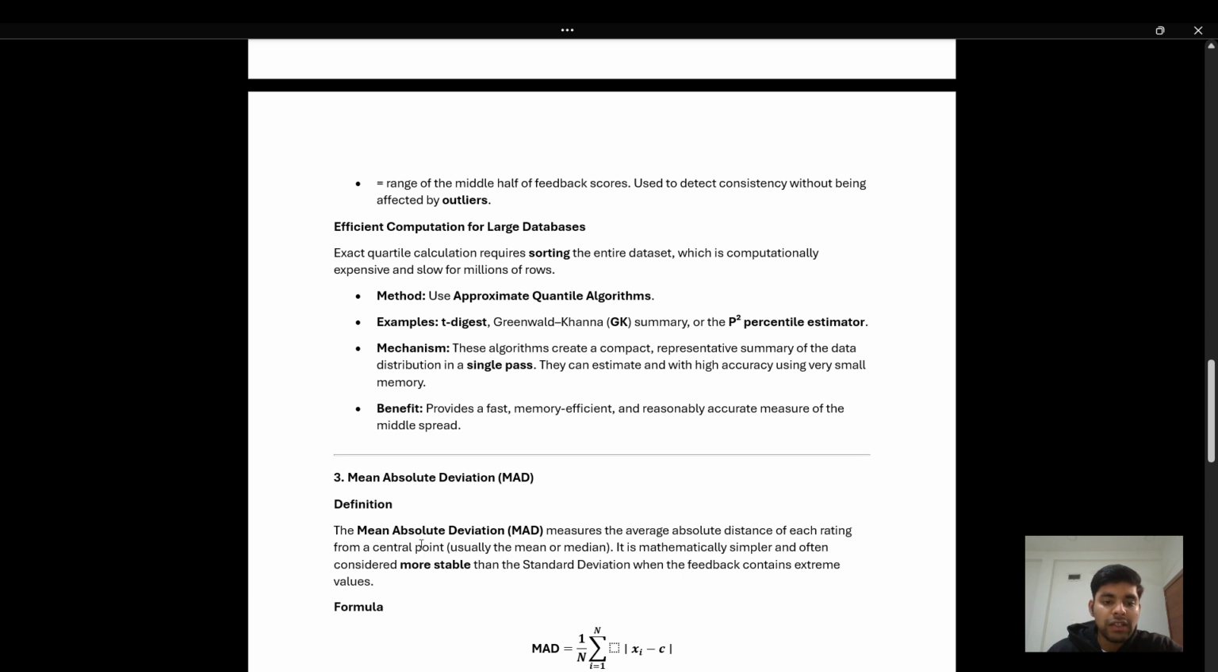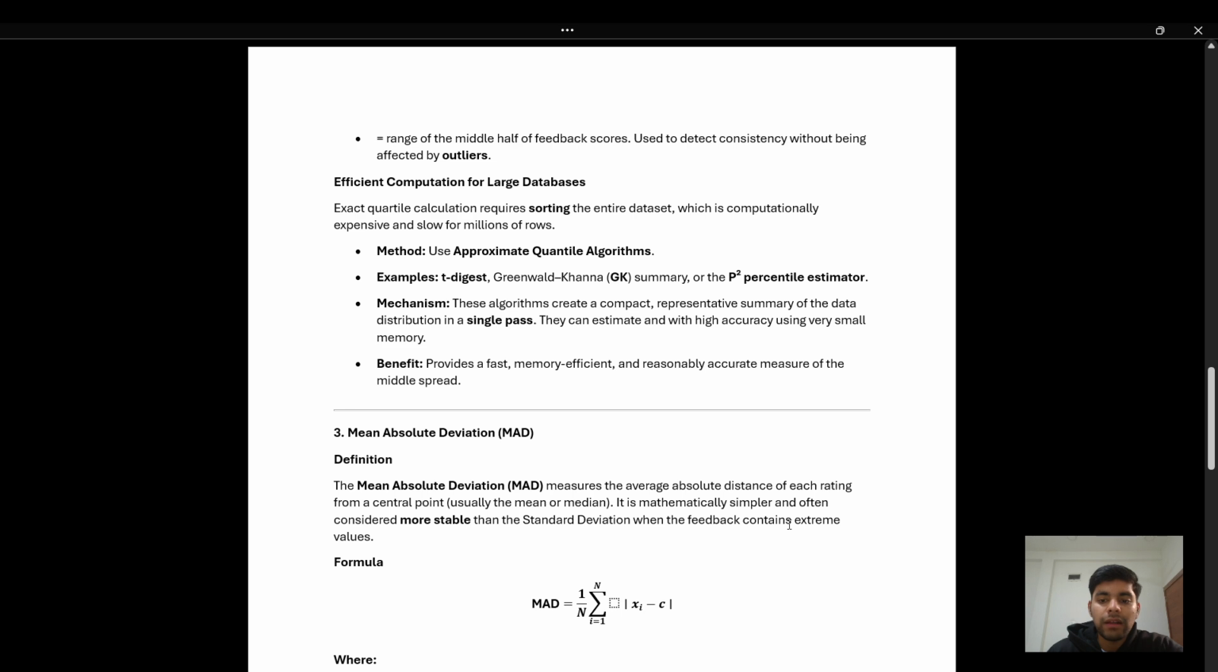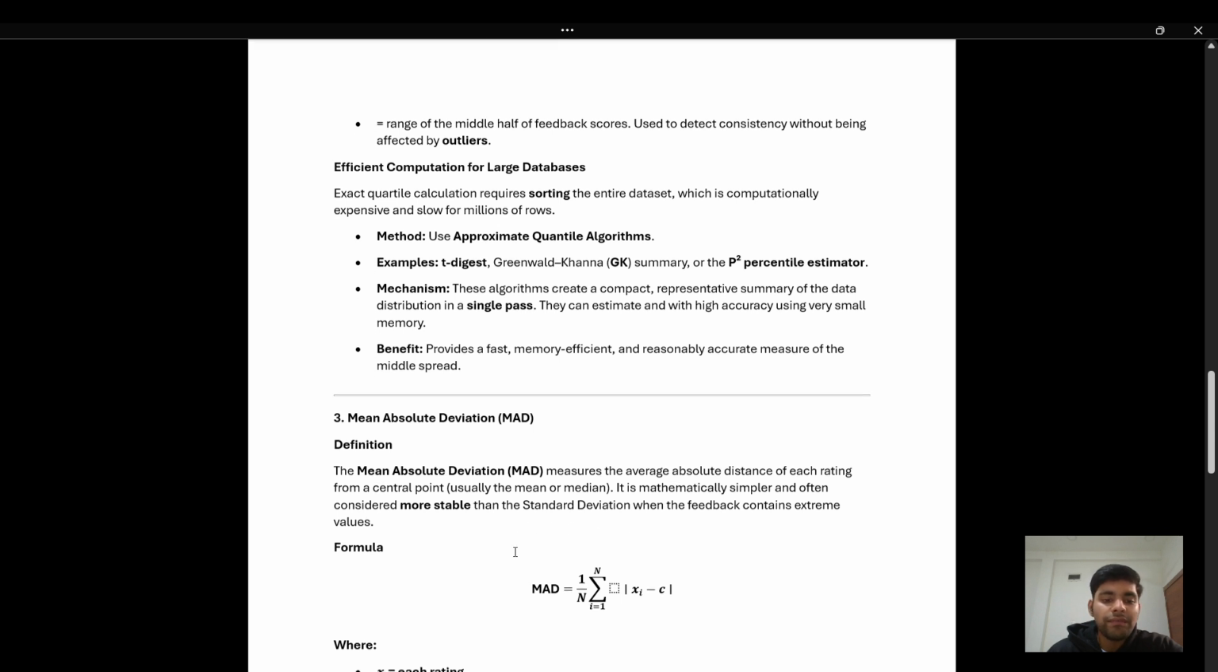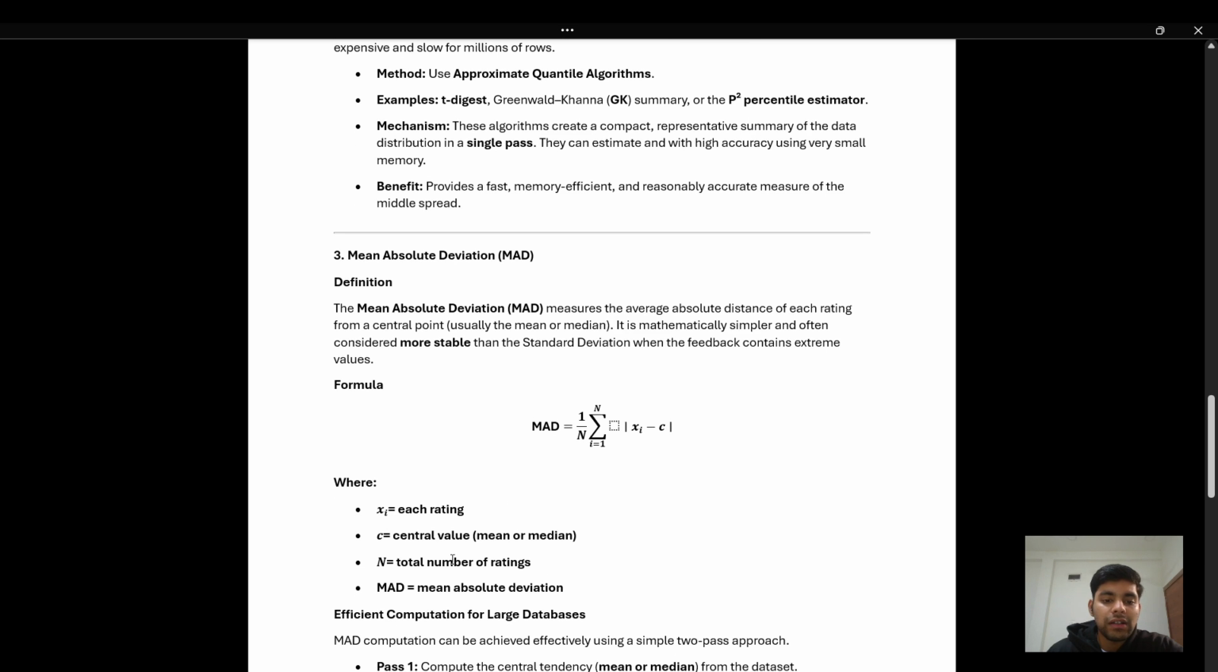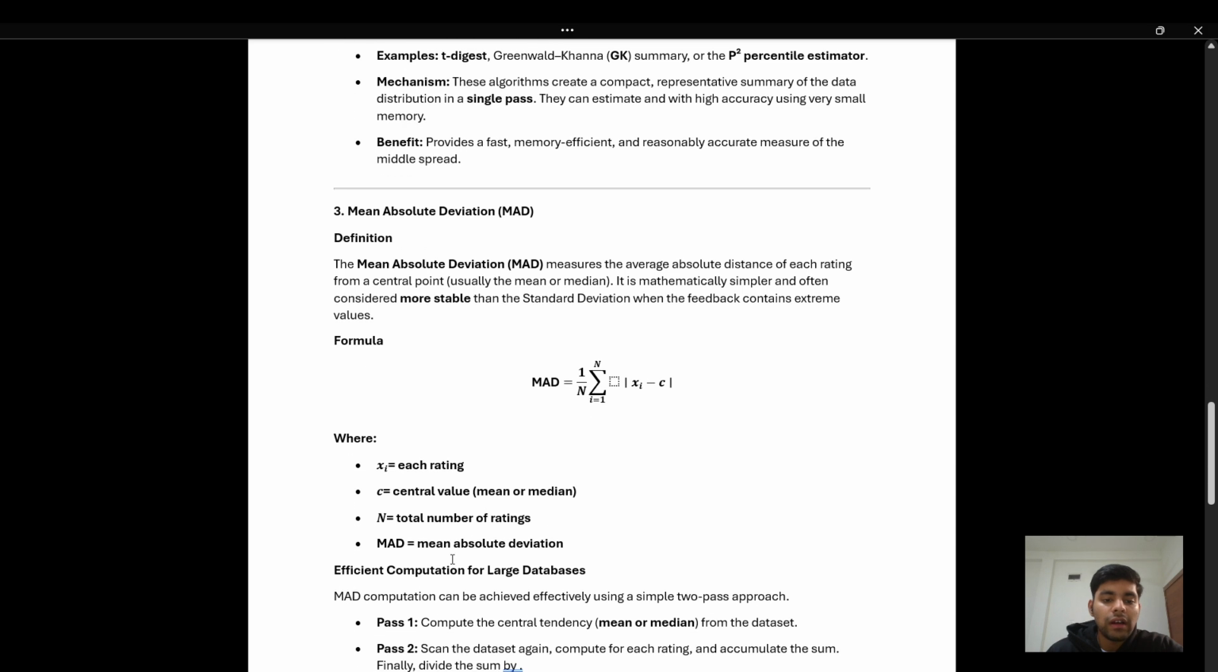The mean absolute deviation measures the average absolute distance of each rating from a central point, usually the mean or median. It is mathematically simpler and often considered more stable than the standard deviation when the feedback contains extreme values. So the formula for calculating the mean absolute deviation is 1 by n, summation from i equals 1 to n, |xi minus c|, where xi is each rating, c is the central value, which can be mean or median, and n is the total number of ratings.